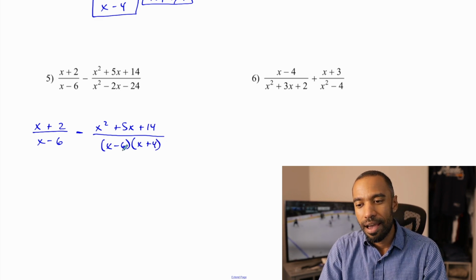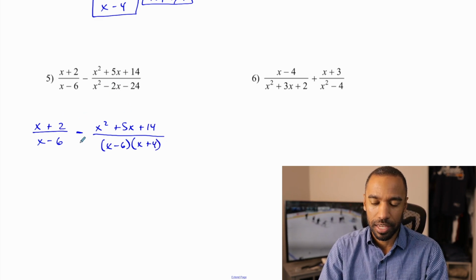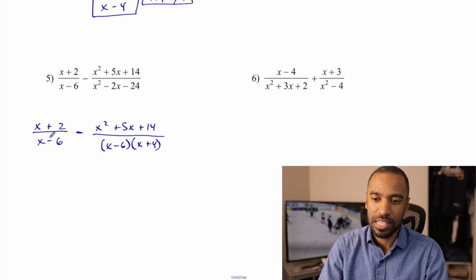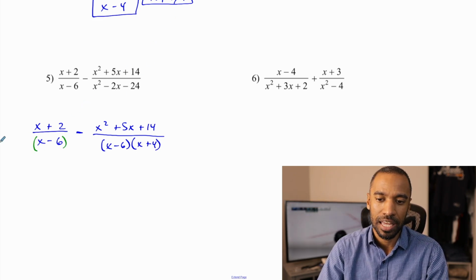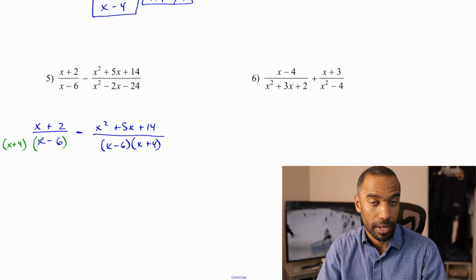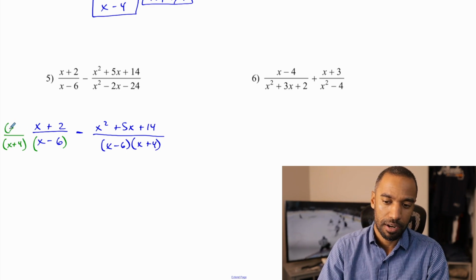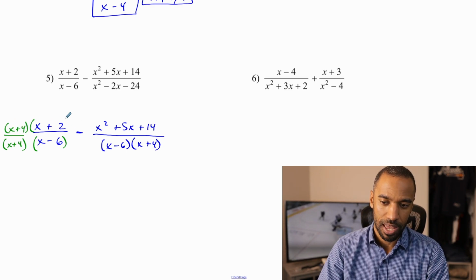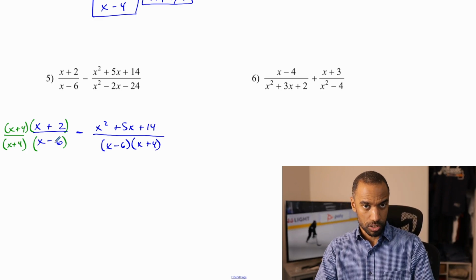Okay, so we have this factorization here. And you can tell that compared to this other fraction, if only this thing had an x plus 4. If I multiply this by an x plus 4, then they'd have a common denominator, right? So I have to multiply top and bottom of this by x plus 4. That means leave the bottom factored.